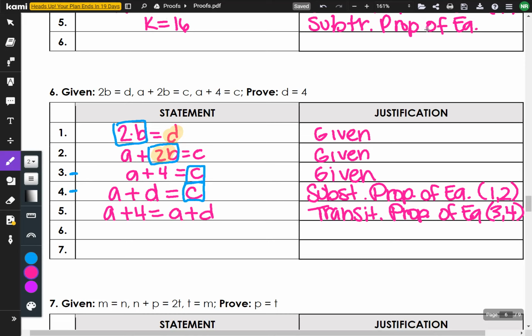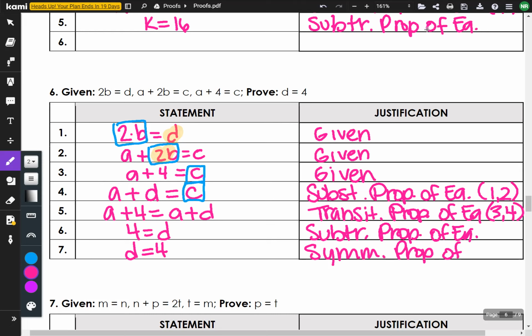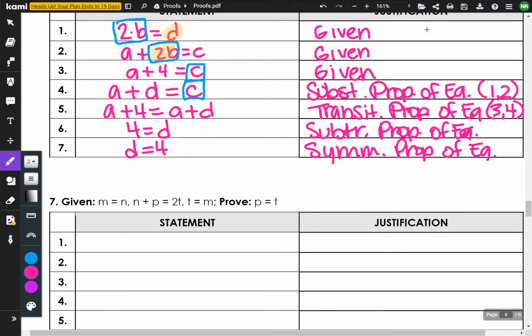Okay, now what do we do to line 5? Subtract A, and if we subtract A, subtraction property, and then we use symmetric, 4 is equal to D, we use symmetric property to switch it around. Okay, questions?